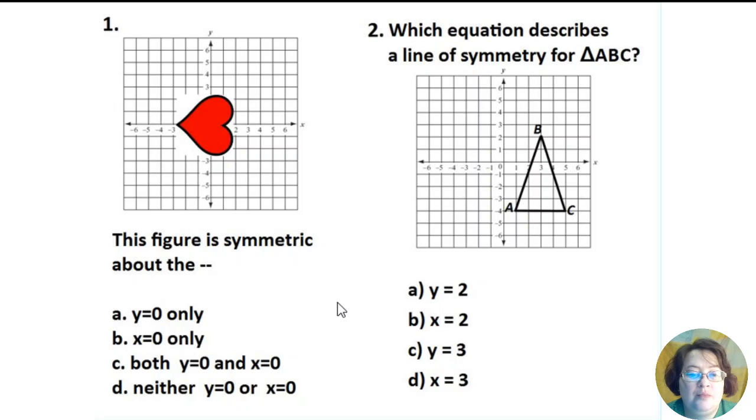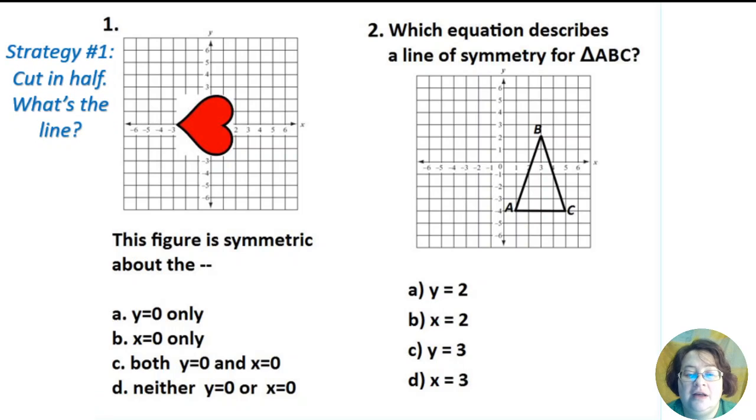So when we're practicing problems with symmetry, we've got two strategies. For number one, we're going to look at our first strategy, which is to cut the shape in half and figure out what the line is. So for number one, I'm going to cut this heart in half. Now, if I try to cut it this way, that doesn't work. I have to cut across this way. So when I draw that line, that cuts the figure in half.